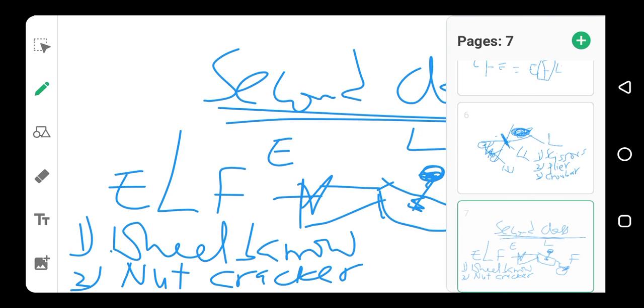Now let's look at third class lever. In third class lever, the effort is between the fulcrum and the load. The effort is between the fulcrum and the load. So in third class lever, you have fulcrum, effort, and load. Fulcrum, effort, and load in third class lever.